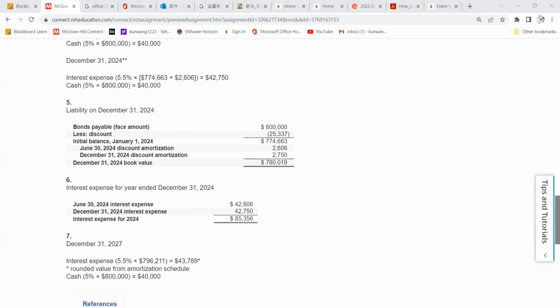So I can use the 800,000 minus the remaining total discount. And the remaining discount will be the total discount we have in the beginning. I'm trying to juggle between my different windows. Oh, here I can do it. So 25,337.